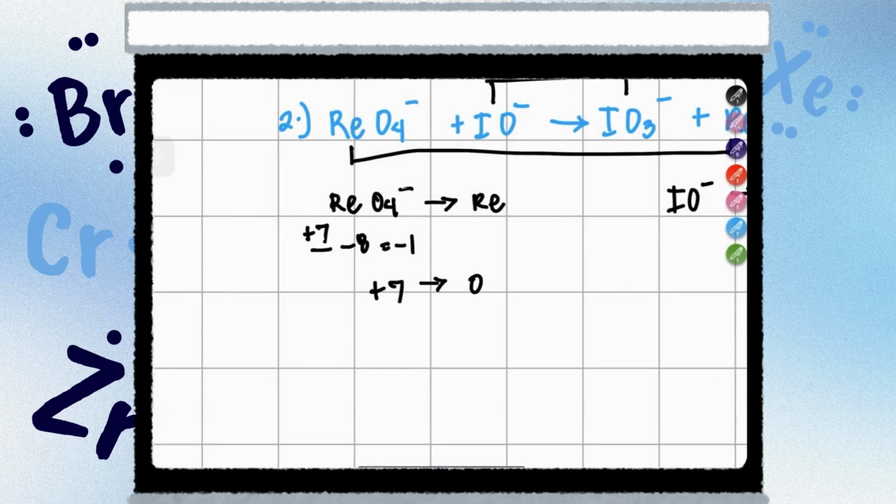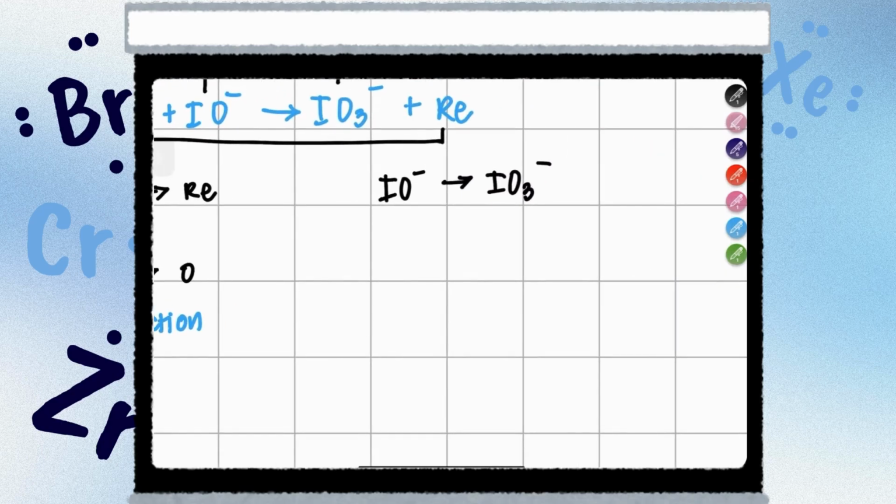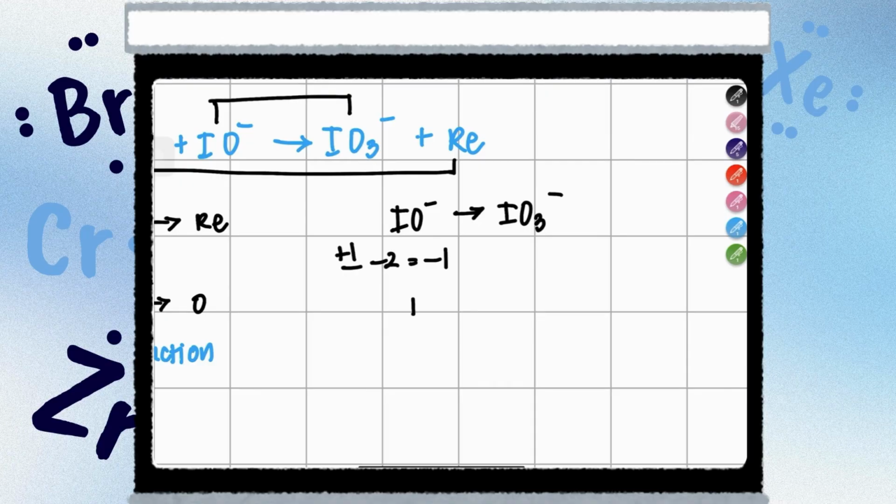Then 0. So Re is reduction since it gained electrons. Next, you have IO. So iodine ang hinahanap natin na oxidation number. So negative 1. So -2, we have +1. So +1.